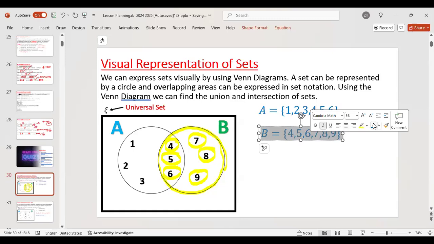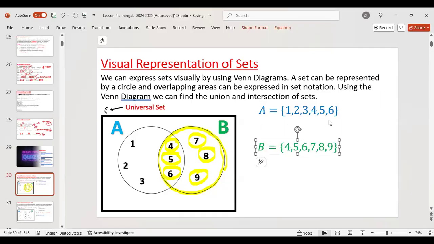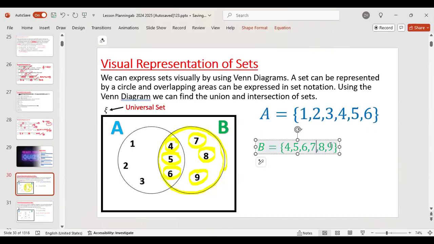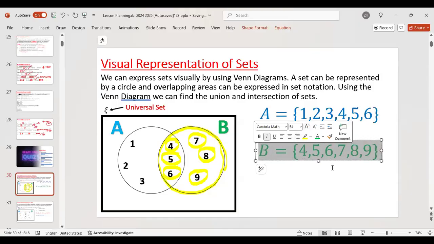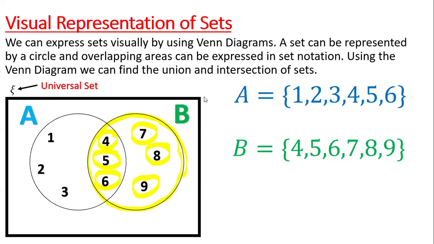So let me color code this. Let's call this green. Set A is 1, 2, 3, 4, 5, 6, and set B is going to be 4, 5, 6, 7, 8, 9. All right, good. So that's A and B. All of them must have 4, 5, and 6, because that's the intersection, the overlapping area.